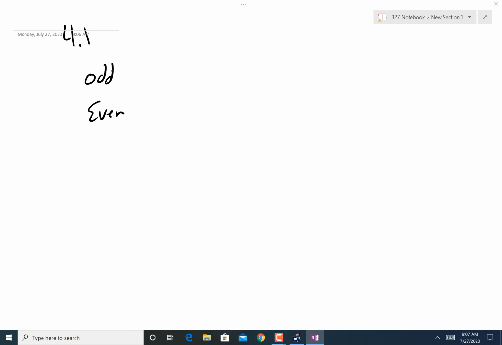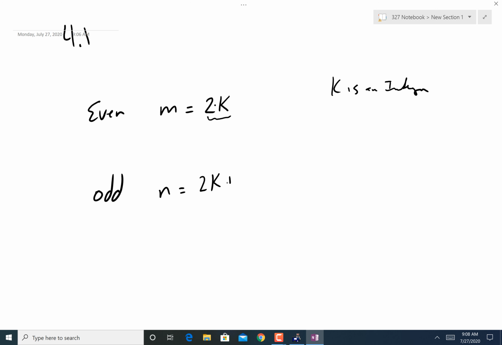Oh, I did odd first. I'm going to do even down here. By definition, a number is even if you can write it as 2 times k, where k is an integer. So you pick me an integer, cool, it's 5, great. 2 times 5 is 10. 10 is even because you can write it as a multiple of 2. An odd number is written as 2k plus 1.